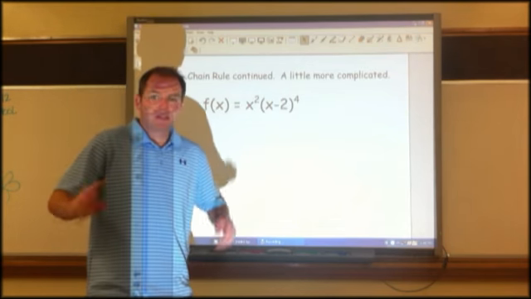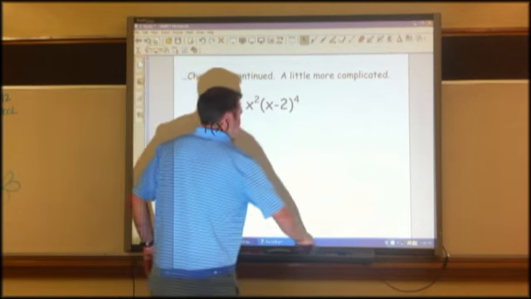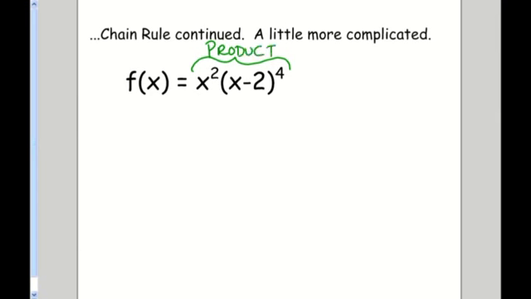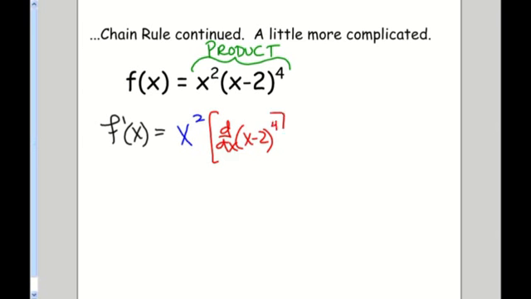These can start to mix in with the other rules too. So right here, I have a product. Well, that means I'm going to have to use the product rule. And the product rule says that f prime of x is going to be x squared times the derivative of x minus 2 to the 4th plus x minus 2 to the 4th times the derivative of x squared.